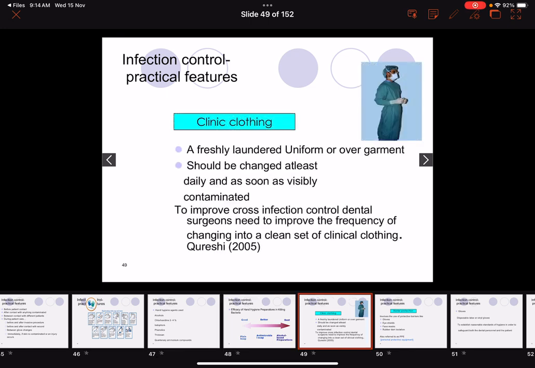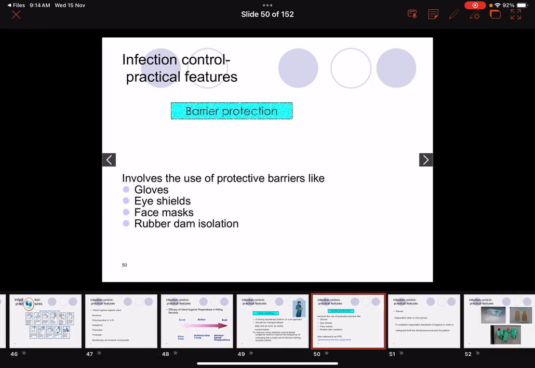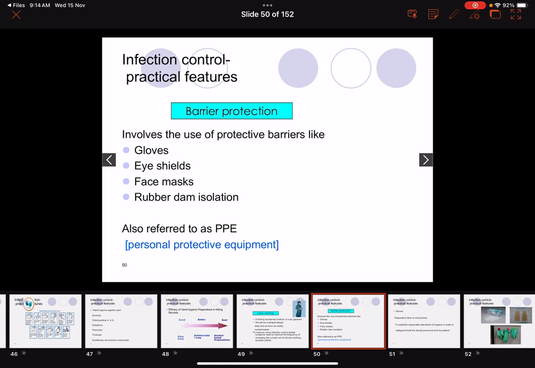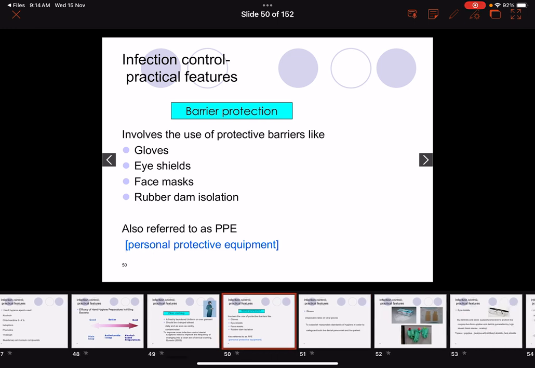Now, clinic clothing: a freshly laundered uniform or garment should be changed at least daily and as soon as visibly contaminated. To improve cross-infection control, dental surgeons need to increase the frequency of changing into a clean set of clinic clothing. Barrier protection involves the use of protective barriers like gloves, eye shields, face masks, and rubber dam isolation, also referred to as PPE, or personal protective equipment.